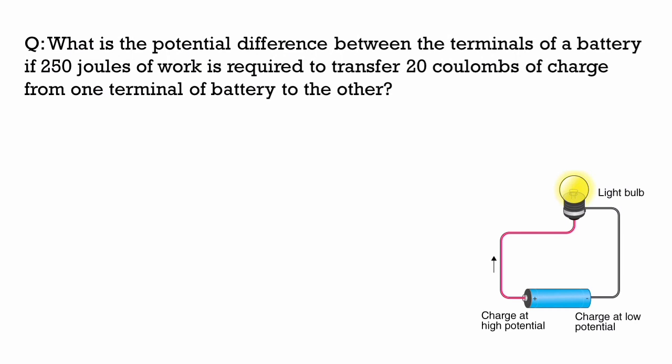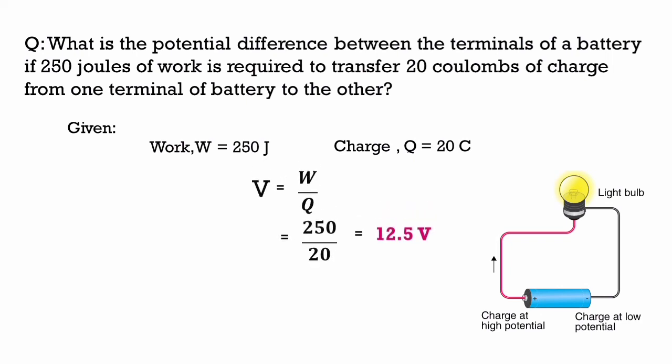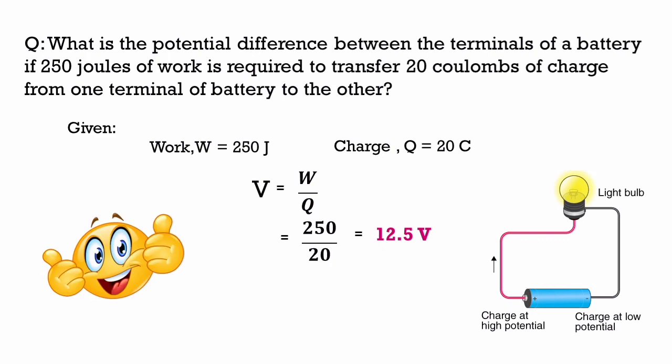The second question is, what is the potential difference between the terminals of a battery if 250 joules of work is required to transfer 20 coulombs of charge from one terminal of the battery to the other terminal? So it's a direct question. Work is given, charge is given. You have to find the potential difference. Use the formula V is equal to W by Q. On substituting, you get the answer as 12.5 volts. So isn't it easy, children?